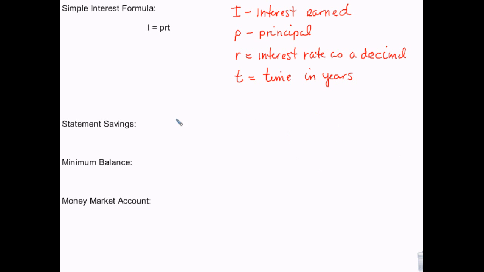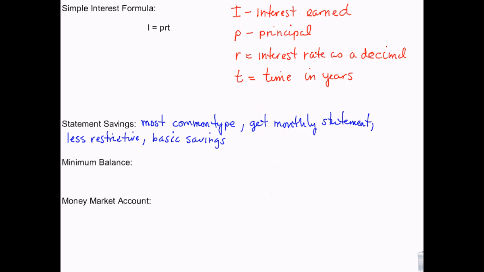Statement savings is the most common type of savings account. Some banks will call this a statement savings, some banks will call this a basic savings, some banks will call this simple savings. It's just your run-of-the-mill standard savings account. Nothing flashy or special about it. Many of them do require a minimum balance, and so this is the lowest amount you can have on any day.